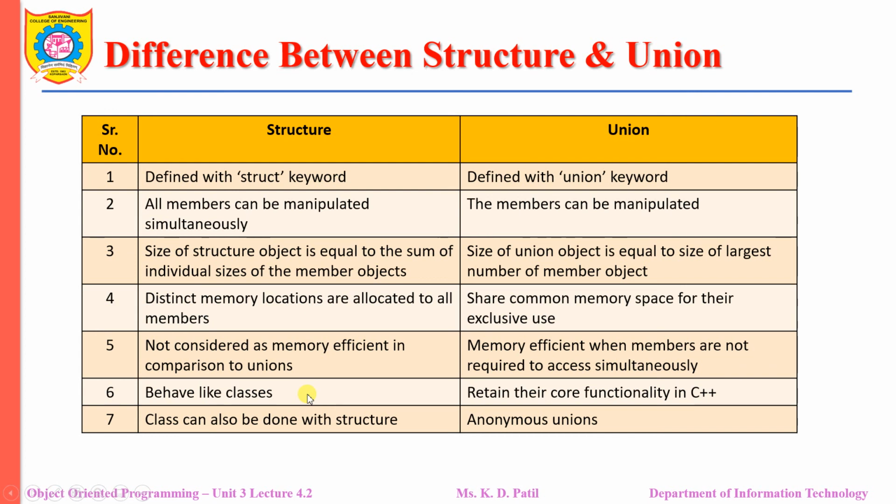Structures almost behave like classes, and unions retain their core functionality which is available in C, in C++ also. There are some enhancements, some extensions in the C++ structure, whereas there is no extension in unions of C++. The unions in C are the same as unions in C++. The class can also be done with the structure, as there is an extension in C++ for the structure, but there is no extension for the union. So unions are anonymous.